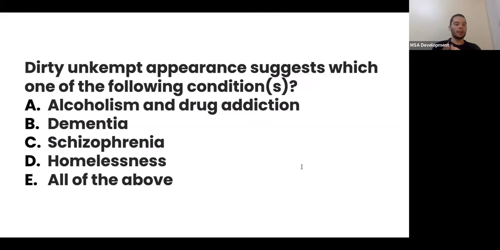Let's say this patient has a dirty, unkempt appearance. This suggests which one of the following? This one is sort of unrelated, but try to remember it because it's a commonly asked question. Schizophrenia only? It could be dementia. It could be schizophrenia. It could be homelessness. And it could be alcohol and drug addiction. So it's all of the above. It's any of them. Remember it because it's a common question.